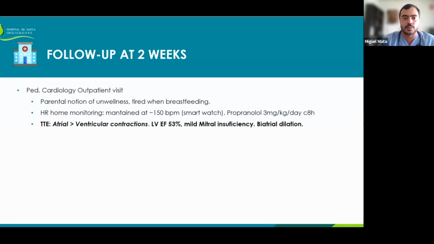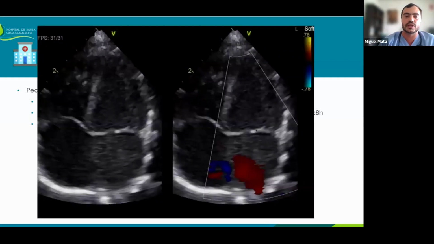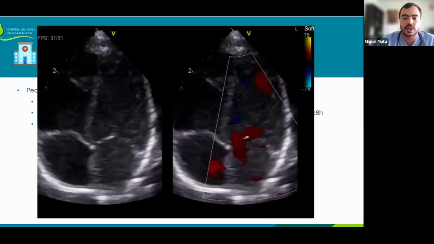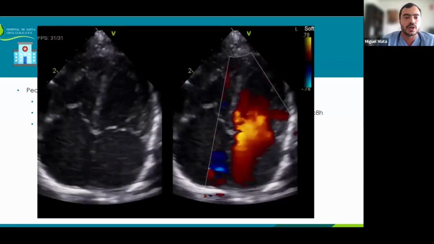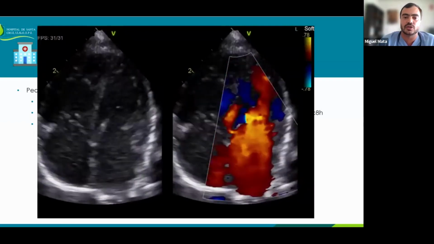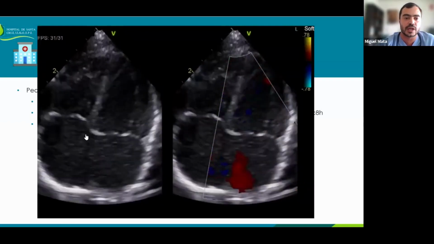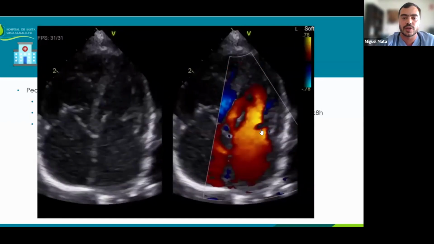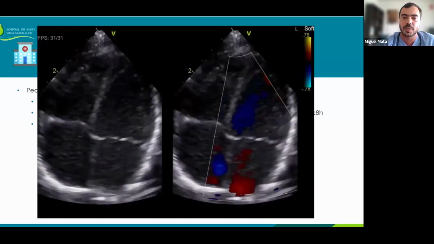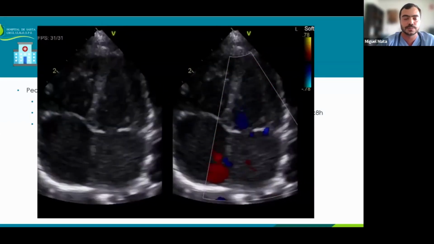So the first exam we performed was a transthoracic echocardiogram, because the echo was right there and the ECG took like 5 minutes to come. But we immediately saw that there were more atrial than ventricular contractions. There was already biatrial dilation, but mainly in the right atrium. And there was already some mild mitral insufficiency.